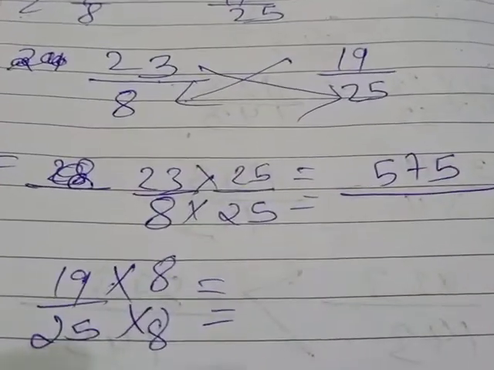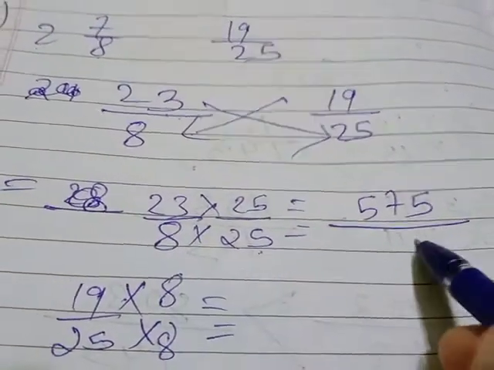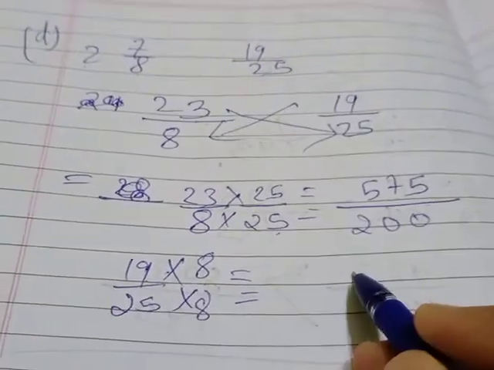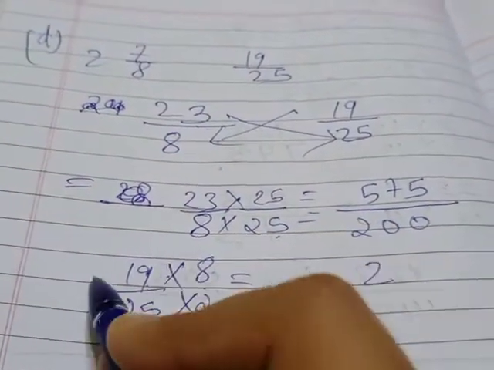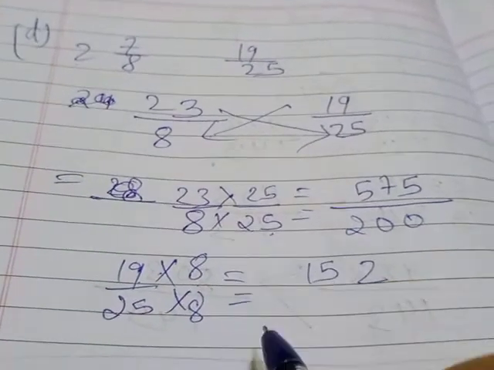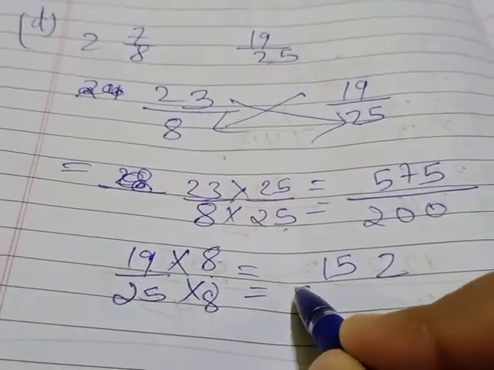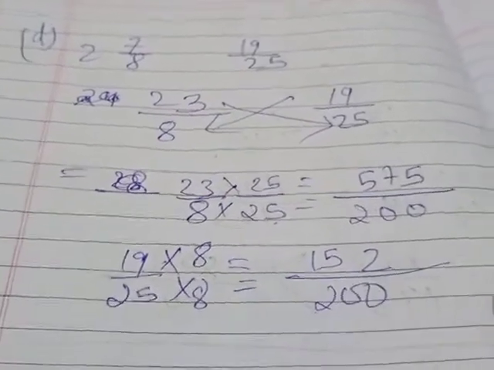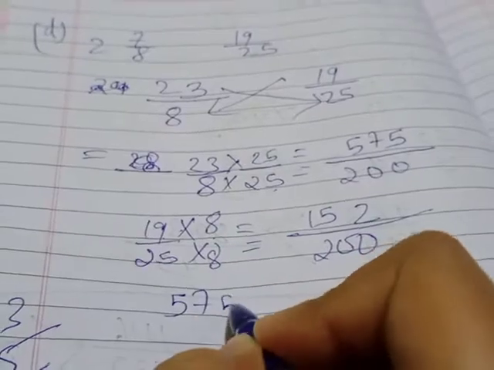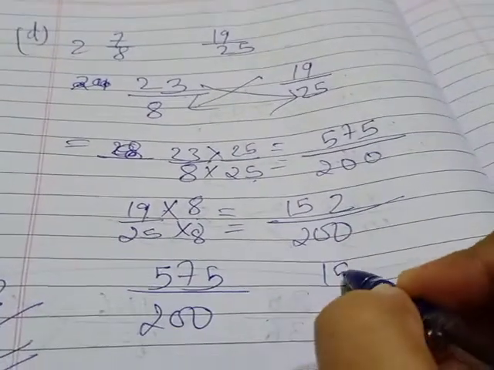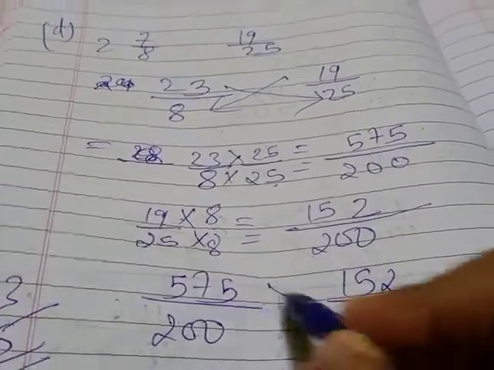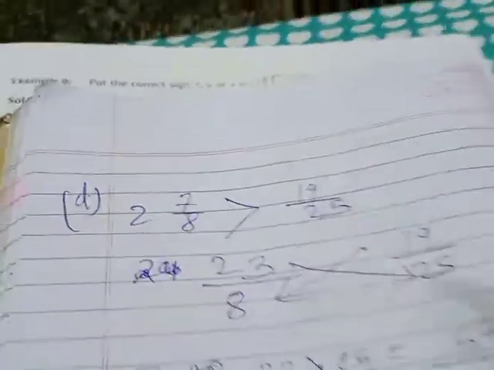Now 25 multiplied with 8. 8 fives are 40, 0, then 200 will come. Now 8 nines are 72, 7 carry, 8 ones are 8 plus 7, 15. And 25 on this side will be 200. Now it is coming 575 upon 200, and here 152 upon 200. Which one is greater? 575. And this symbol we will put where? Towards 2 whole 7 by 8.